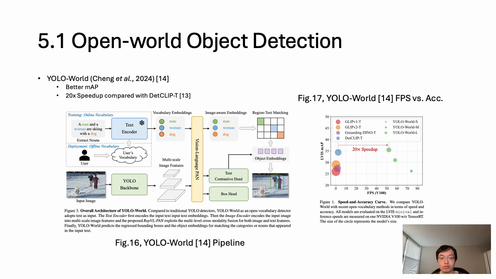And the second approach is the open world object detector YOLO-World, which was published in February 2024 on arXiv. Compared with the previous approach, it has a better mean average precision. By leveraging the YOLO backbone network and detection head, it has a 20 times speedup compared with the previous approach. On the left side, there is a general pipeline of this approach, which also has a simple architecture.